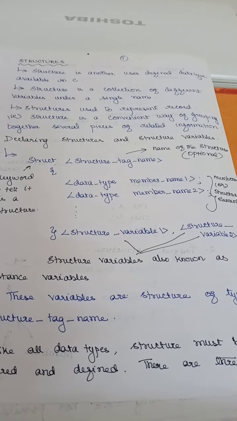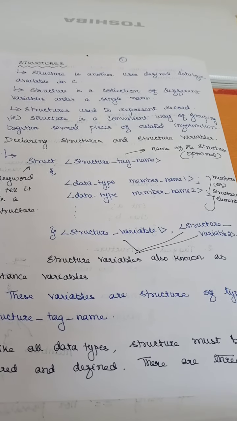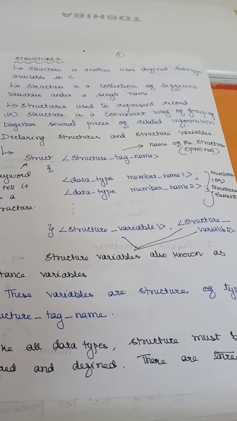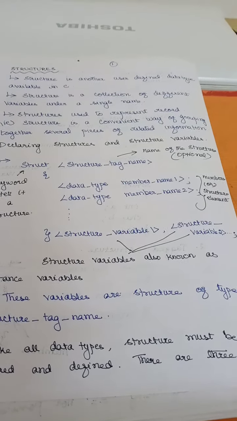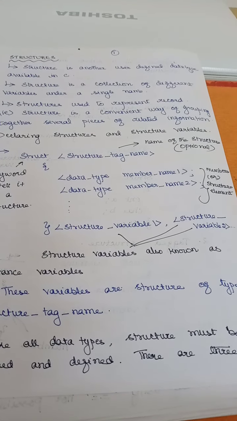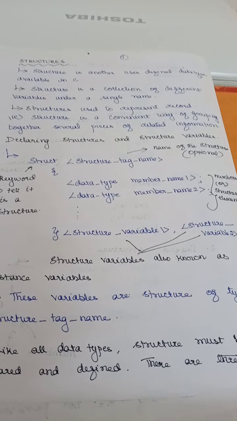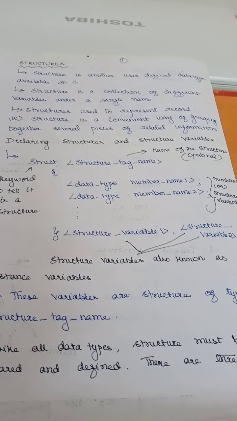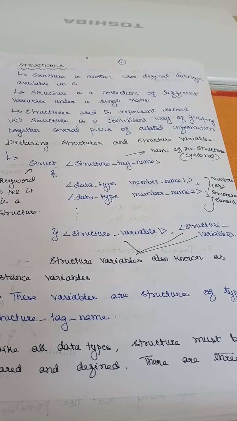Now what is the drawback you have in an array? You can store only integers, only floats, only characters, only strings. We have seen strings also, right? If I want to store a student name and roll number together, then I cannot use an array.